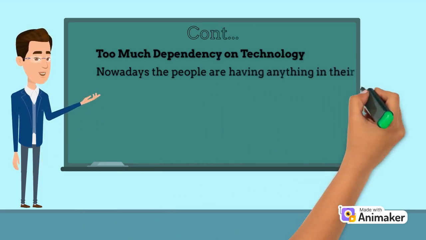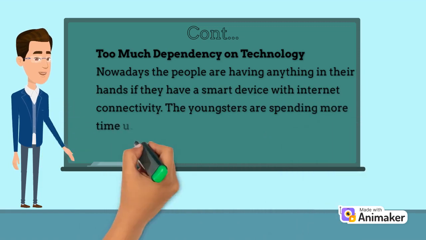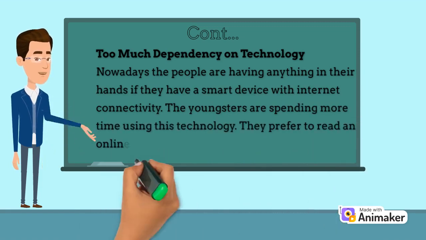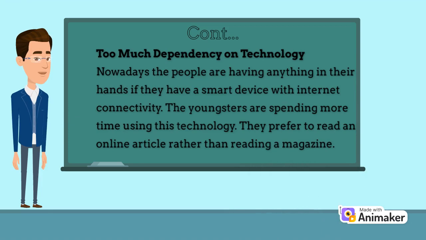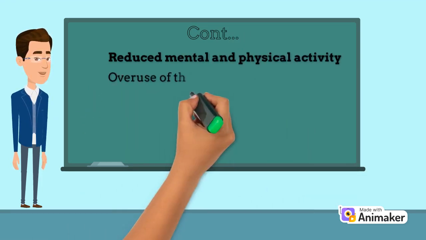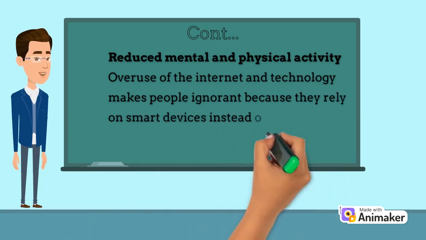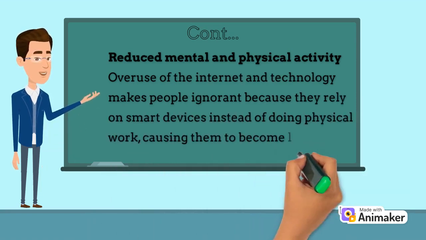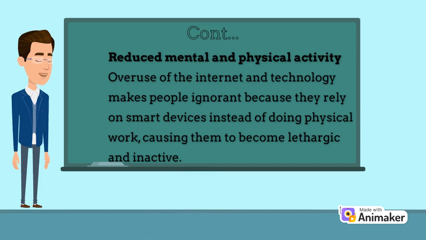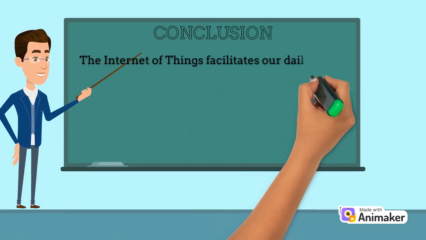Too much dependency on technology. Nowadays people have everything in their hands. If they have a smart device with internet connectivity, the youngsters are spending more time using this technology. They prefer to read an online article rather than reading a magazine. Reduced mental and physical activity. Overuse of the internet and technology makes people ignorant because they rely on smart devices instead of doing physical work, causing them to become lethargic and inactive.